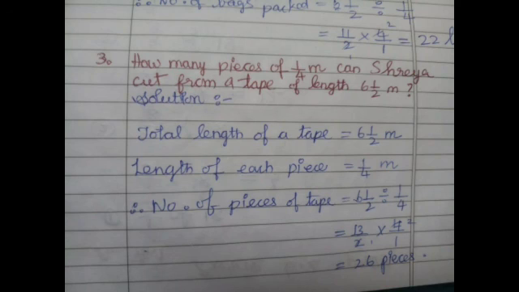The first one is 6 1 by 2, a mixed fraction. Make it into a simple fraction. 6 2s are 12, 12 plus 1, 13 by 2. And the second number, take it into reciprocal. 1 by 4 becomes 4 by 1. And you can cancel the numerator and the denominator now. We will get 13 into 2. 13 2s are 26 pieces.